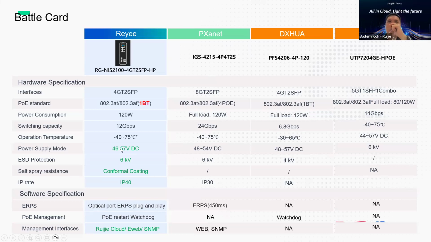So for this, we also compare with them, our power supply input mode will be more flexible. We can go from 46 up to 57. And they also support ERPS, IP40, conformal coating, okay, as usual. This is what we are trying to build in the market for the June industrial switch.